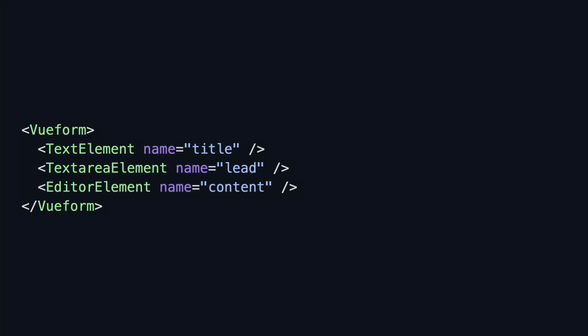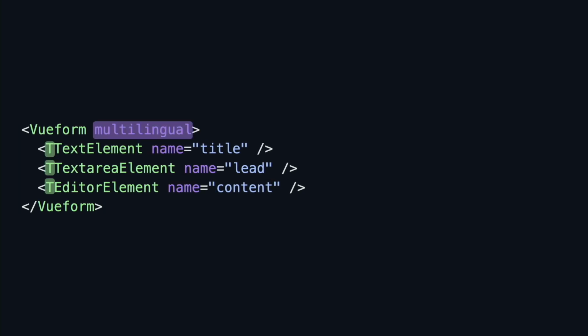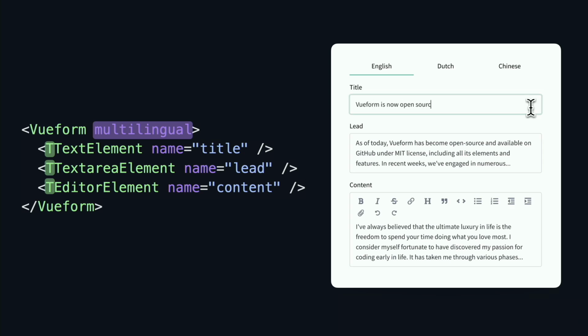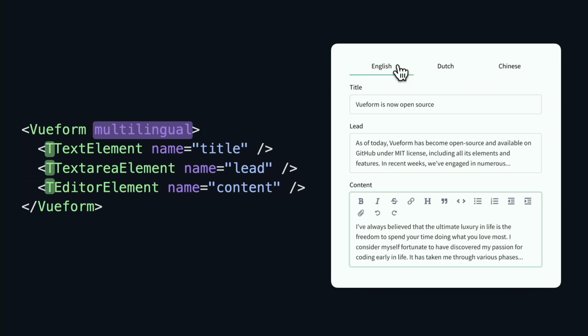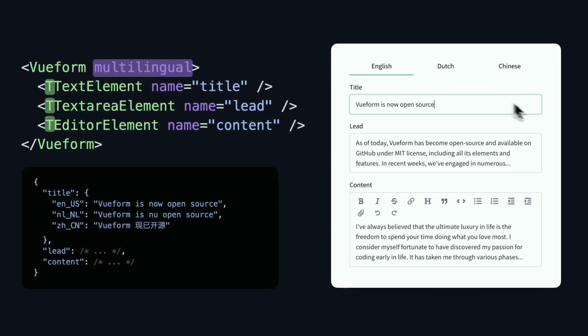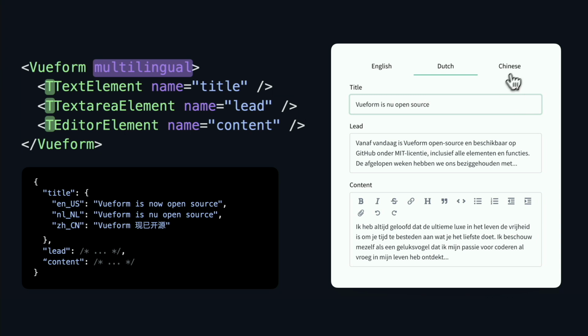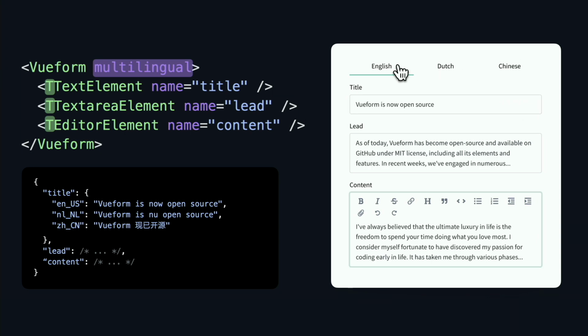Here's the next example. Imagine that you work on a blog engine, and you have to allow your users to create articles in multiple languages at the same time. In Vueform, what you can do is prefix certain elements with a T, indicating that they should be translatable, and add the multilingual tag to the Vueform component. And the result of that is this: a form that has a language selector, and the user can switch between them and fill in all the field values in different languages. Now, when the form gets submitted, each field is going to have an object value where each language will have its own different content.